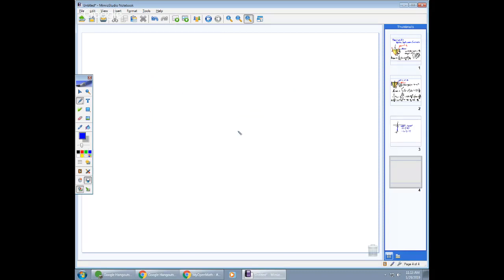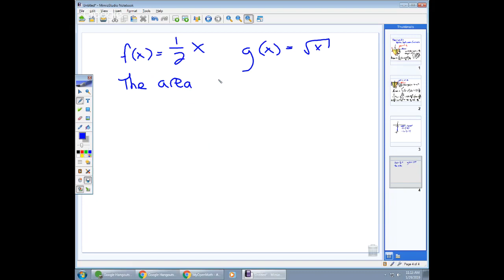All right, new page. How about f of x equals 1/2 x and g of x equals the square root of x. And what I want to find is the area contained by these functions.